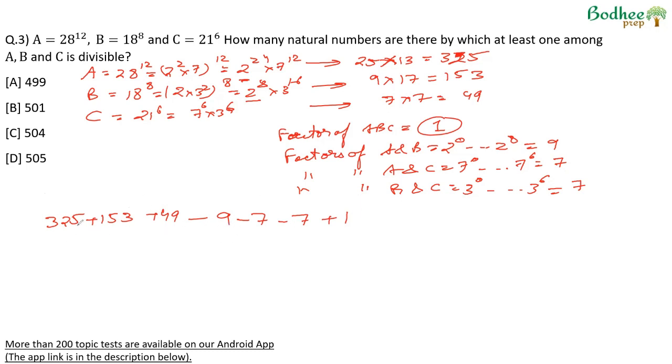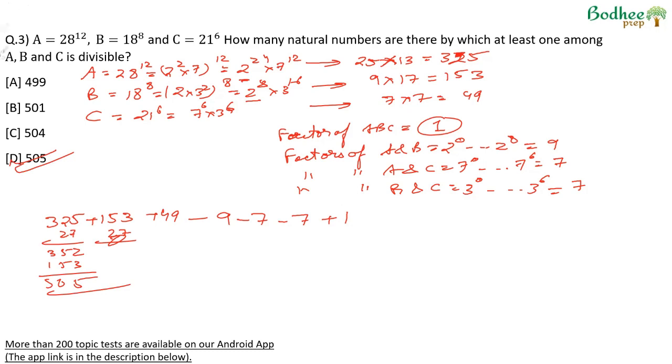So if we add, this becomes 40 minus 14. 24 plus 1, 25. 40 minus 14 is 26. 26 plus 1 is 27. 27 plus 153 becomes 352. 352 plus 153 becomes 505. The number of factors is option D, 505.